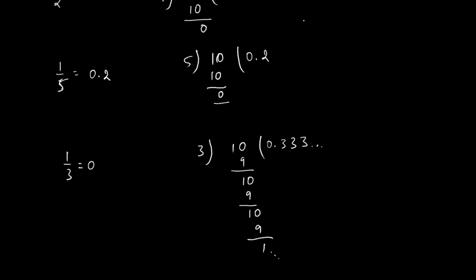So 1 over 3 is equal to 0.333333 and so on, 3 an infinite number of times. But notice that even though it never ends, there is a perfect pattern. The digit 3 just keeps repeating forever.